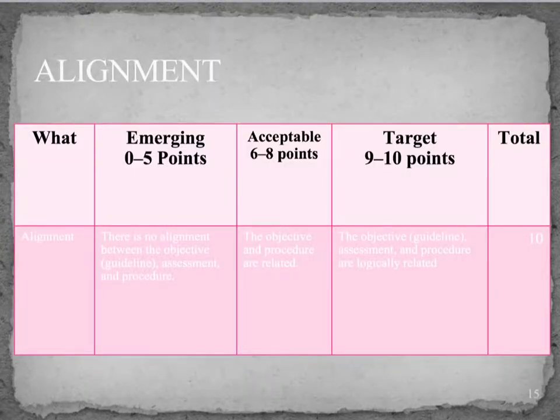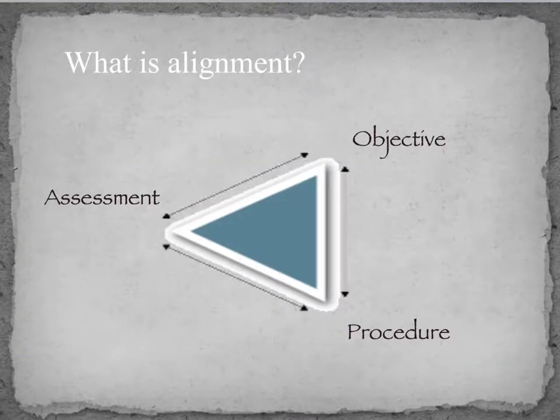The next section is alignment. You probably remember this again from the unit planning chart. What I'm looking for is that the objective, the assessment, and the procedure are logically related. This was the graphic that I showed in the unit planning chart. So remember, these three things should have a logical and clear relationship.